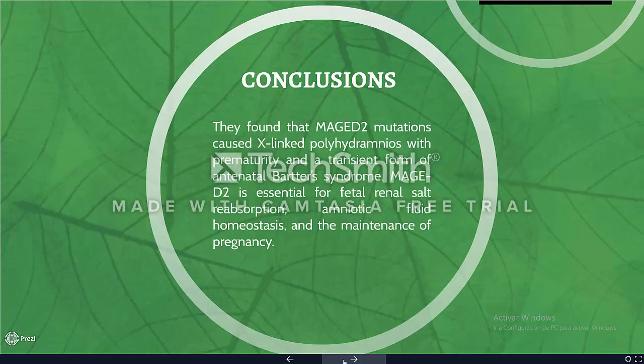In conclusion, they found that MAGE-D2 mutations caused X-linked polyhydramnios with prematurity and a transient form of antenatal Bartter syndrome. MAGE-D2 is essential for fetal renal salt reabsorption, amniotic fluid homeostasis, and the maintenance of pregnancy.